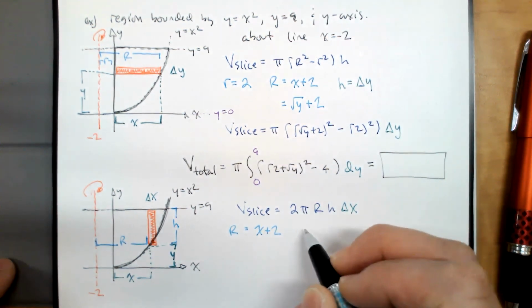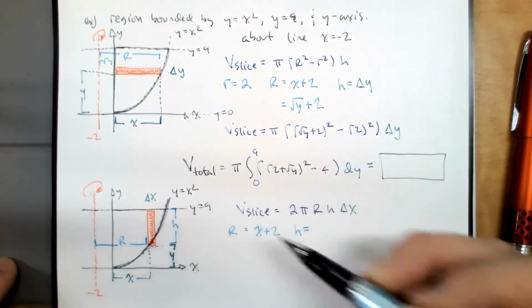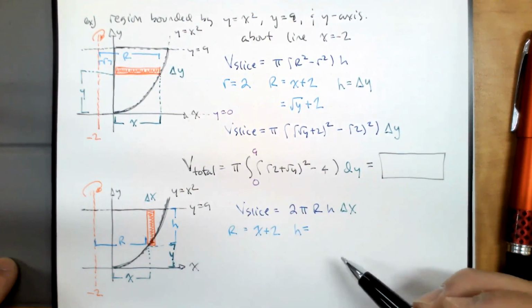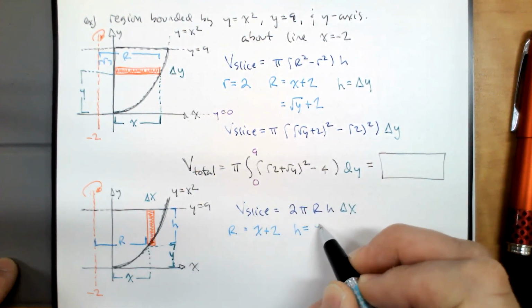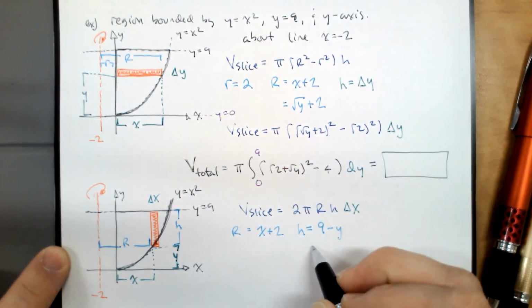My height is from the parabola up to the y equals 9. The y is down here from the x-axis to the parabola. So if the whole thing is 9 and one piece is y, the other piece is 9 minus y. But this we cannot use. I don't want 9 minus y. This is a delta x integral. But fortunately, right up at the top, y is equal to x squared. So I'm going to rewrite my height as 9 minus x squared.